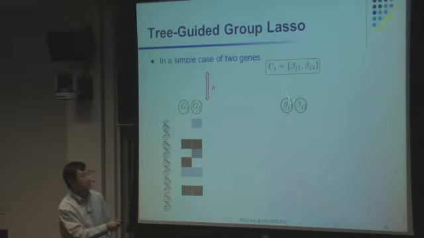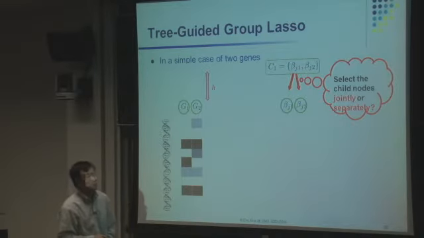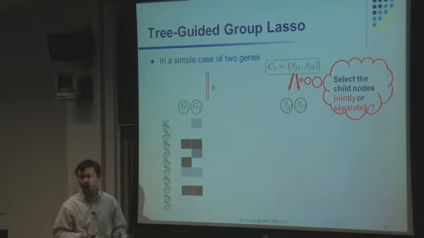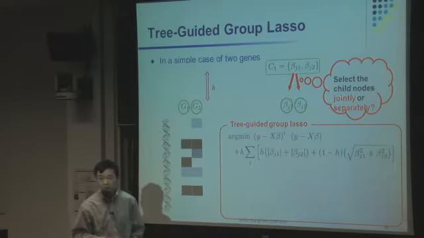And that means these two genes are grouped under a cluster C. And then, the question is whether I should select the two betas jointly or separately. Separately means that these two genes are not in the same cluster, and jointly meaning that they are in the same cluster, and that they should either go to zero together or be non-zero together. And here is a way to enforce that kind of pressure.